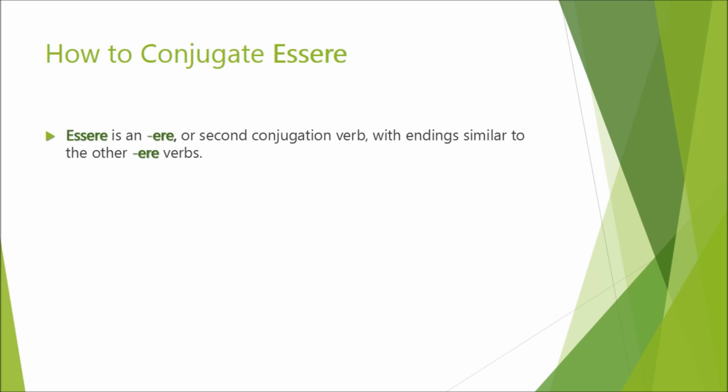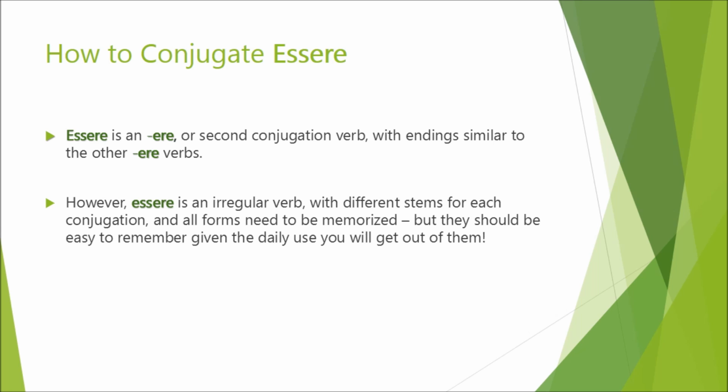Essere is an ERE or second conjugation verb with endings similar to the other ERE verbs. However, essere is an irregular verb with different stems for each conjugation, and all forms need to be memorized. But they should be easy to remember given the daily use you will get out of them.